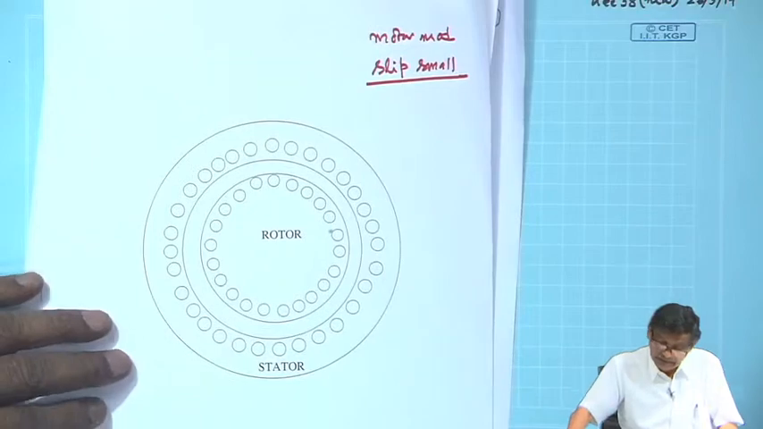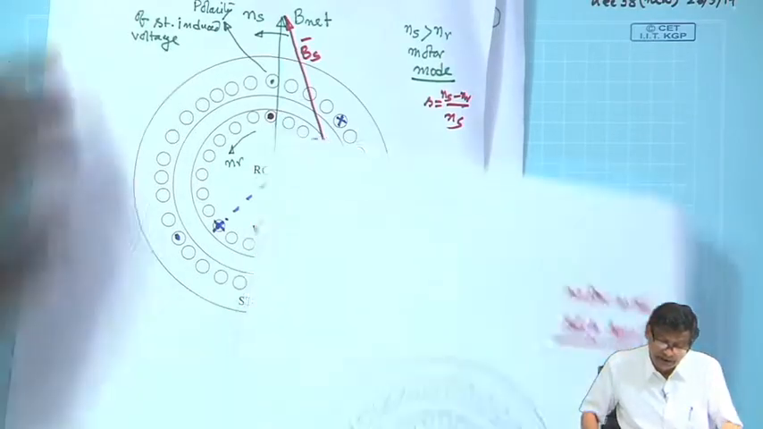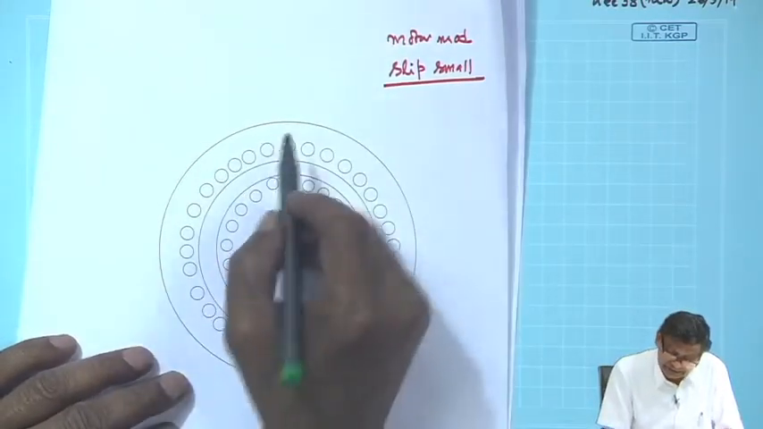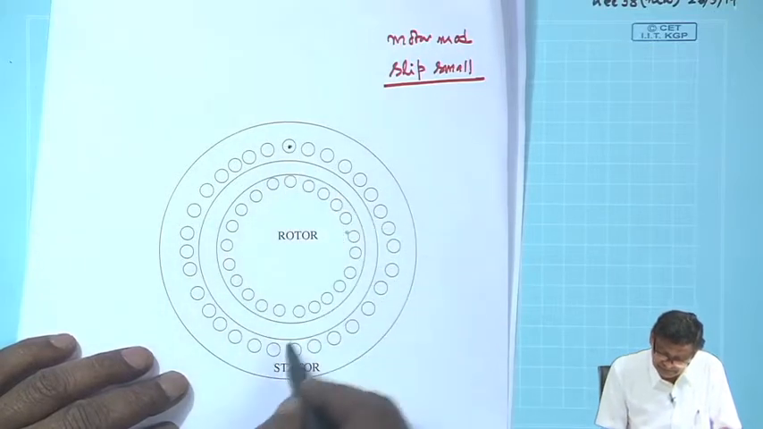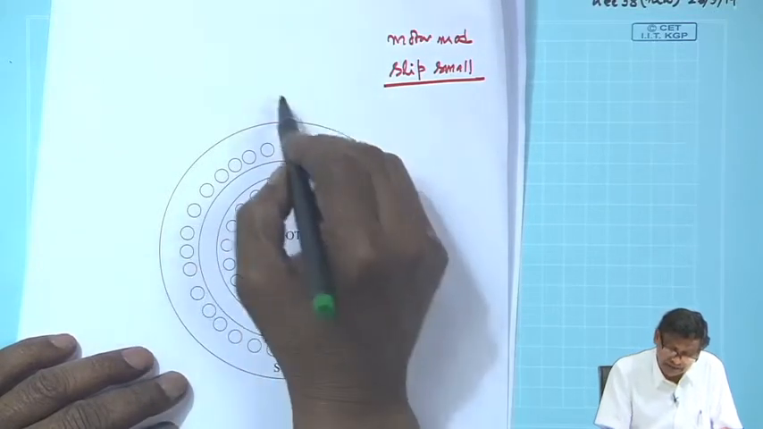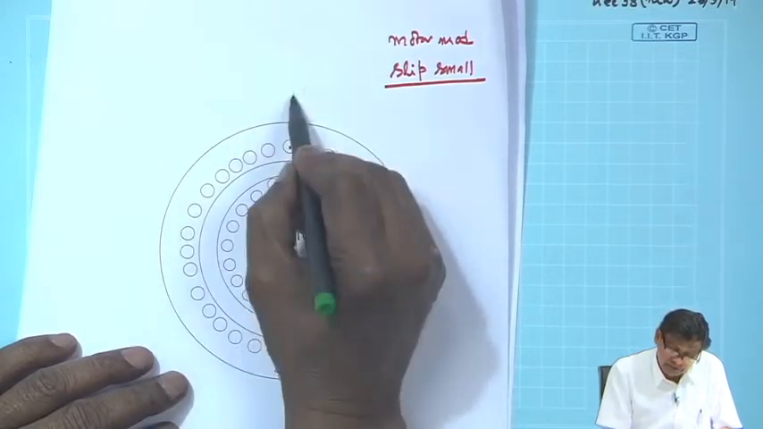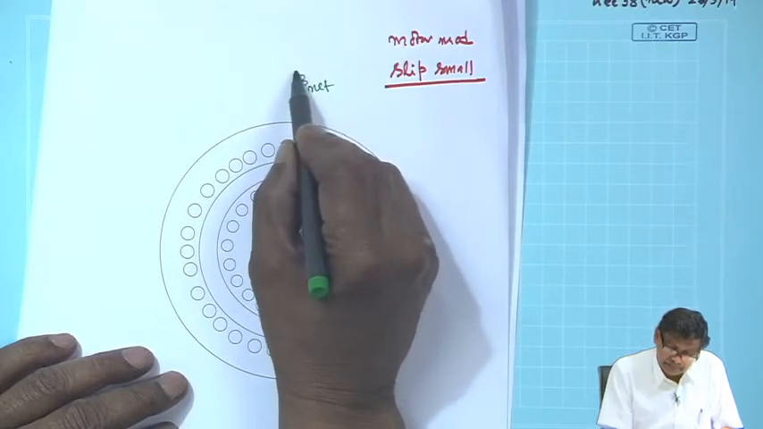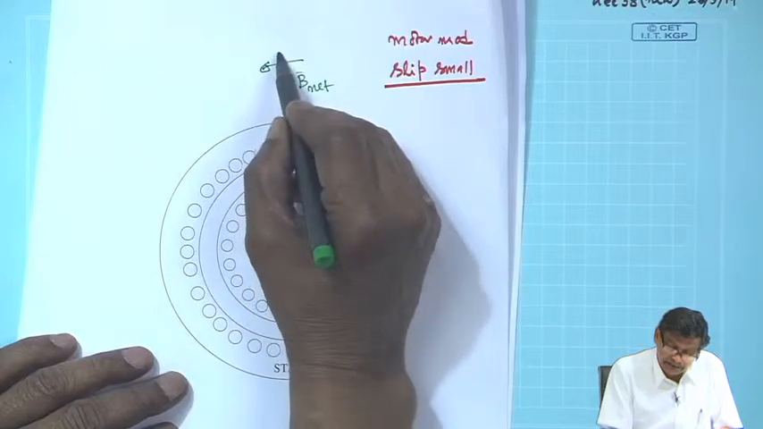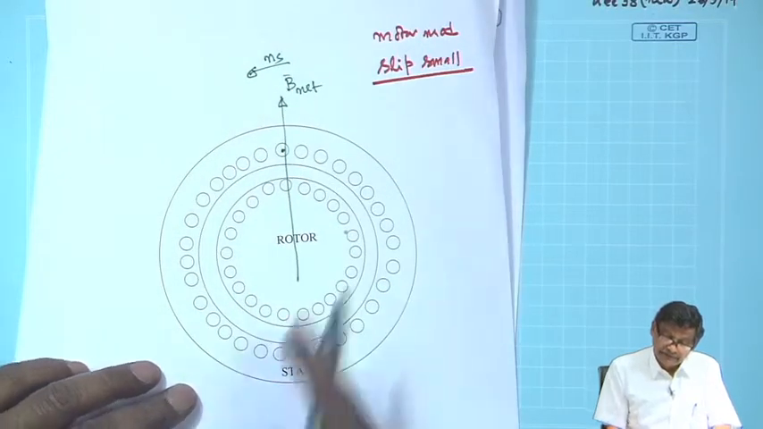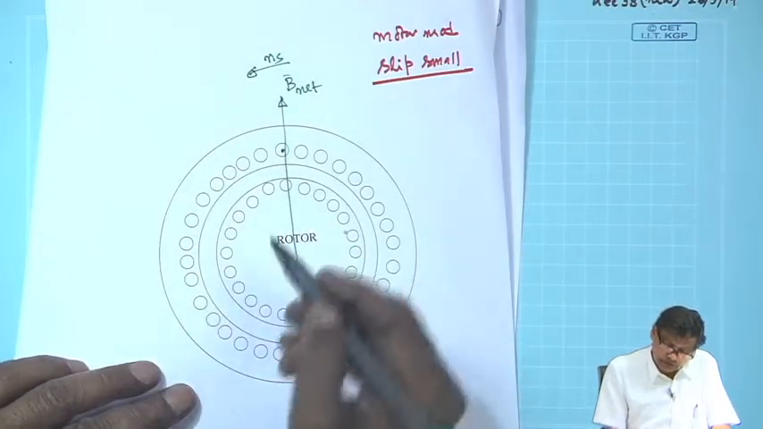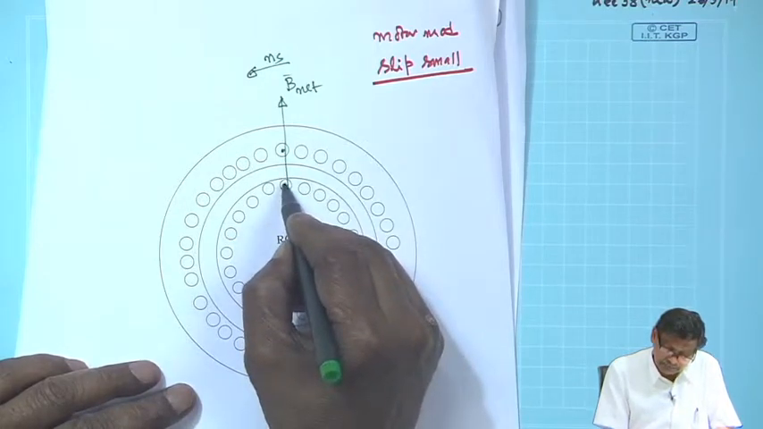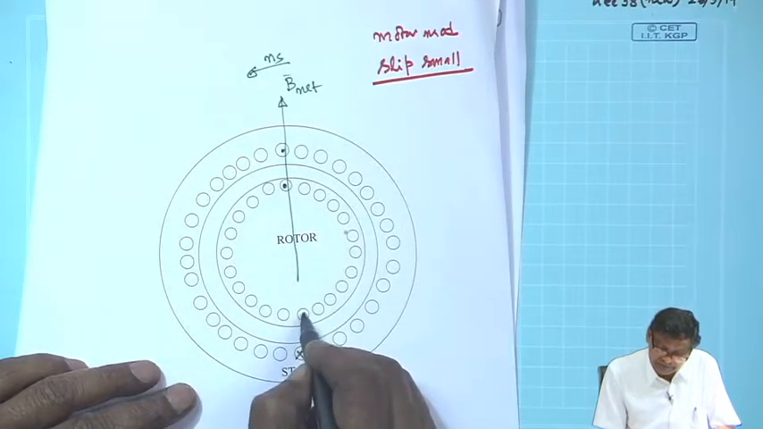Okay. Then in case of motor mode, I have already drawn. So, I will draw like this. This is dot, this is cross, stator induced voltage, your B net moving with speed n s, that is fine, it will be moving. Rotor induced voltage also will have same polarity, cross dot.